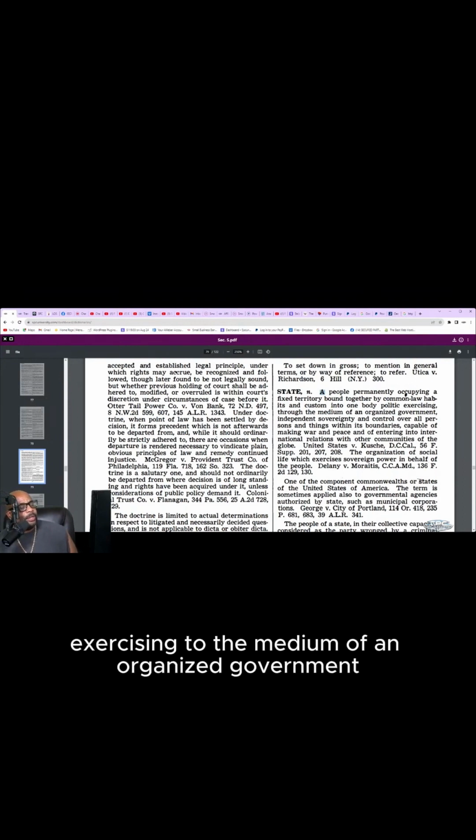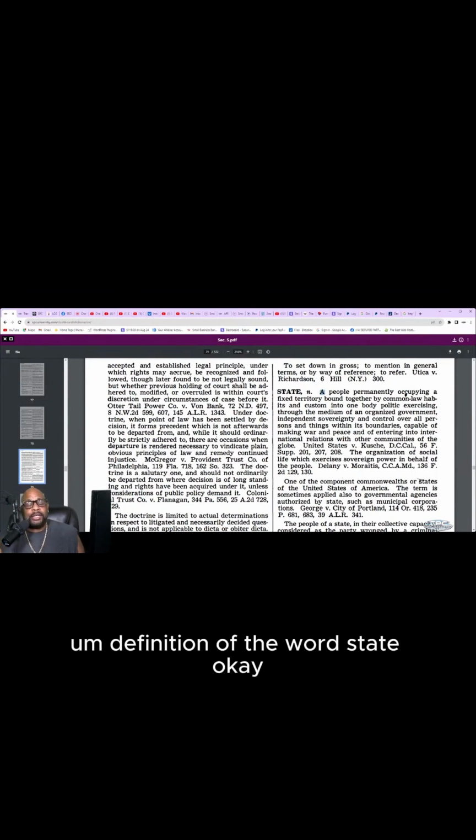It says a people permanently occupying a fixed territory. We need to know what a territory is, bound together by common law habits and custom into one body politic, exercising through the medium of an organized government, independent sovereignty and control over all persons and things within its boundaries, capable of making war and peace and of entering into international relations with other communities of the globe. Okay, so this right here is the definition that when they talk about sovereignty, like popular sovereignty, where we exercise our sovereignty through a body politic. This is the general definition of the word state, okay. I don't have a problem with that definition in any kind of way.